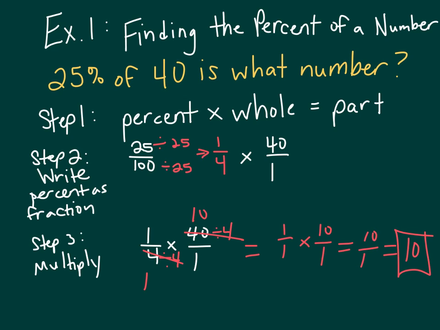And so when we go back to what we were talking about when we first started this problem, the question is 25% of 40 is what number? And so we said it was going to have to be less than 40 because it would be only about a fourth of it. And 10 is, in this case, exactly a fourth of 40. So it matches that prediction that we had made at the beginning of the problem.